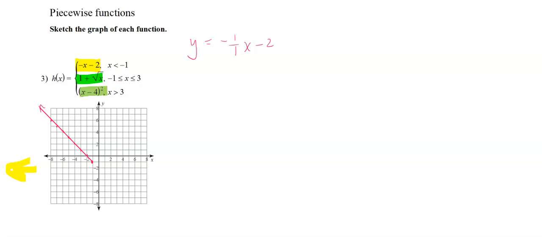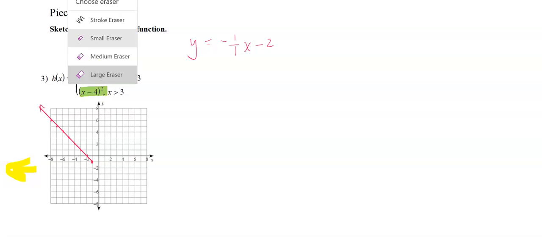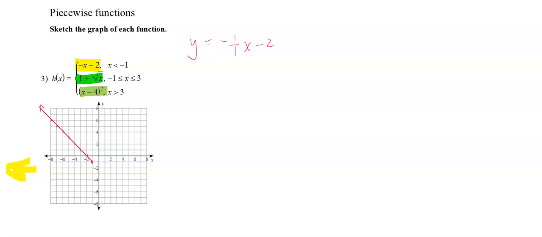A couple things I need to do just to be really accurate. Let's see if I can get a really skinny little eraser here. This -1 is non-inclusive. So how do I know that? Because there's no line underneath the inequality. So right here at x at -1, I'm going to do an exaggerated open circle for you. Okay, that one's done.